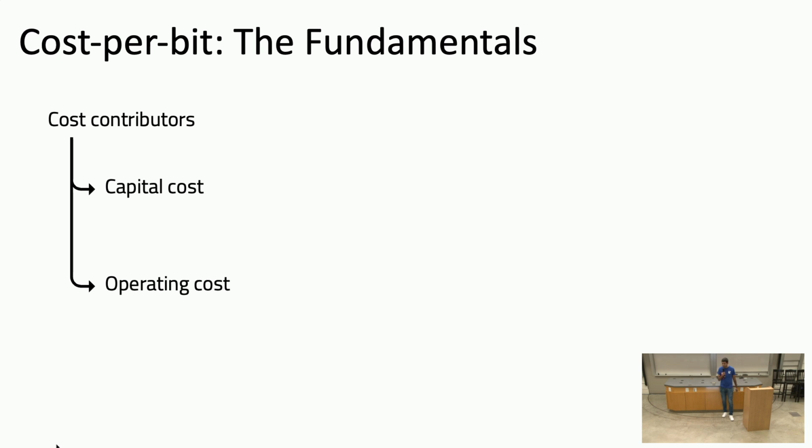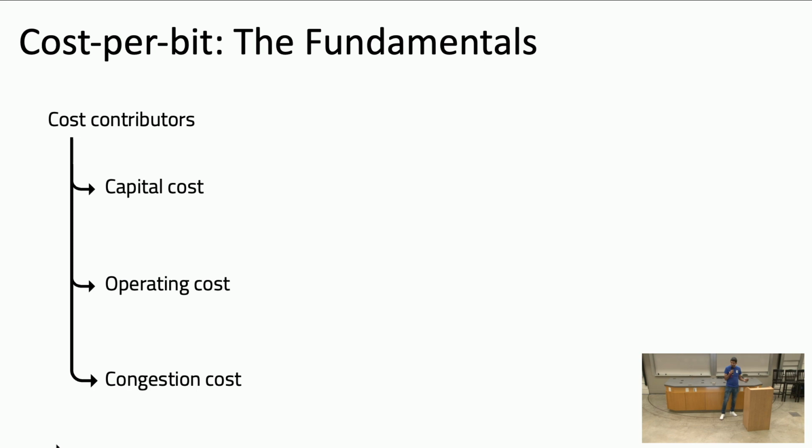That's the operating cost. And then there's a third dimension, which is congestion cost. Congestion is the externality that a particular user imposes on other people. Because when I'm transacting and I'm taking up the entire block space, other people are getting affected, and you need to pay off for it. So these are the three distinct dimensions to cost.